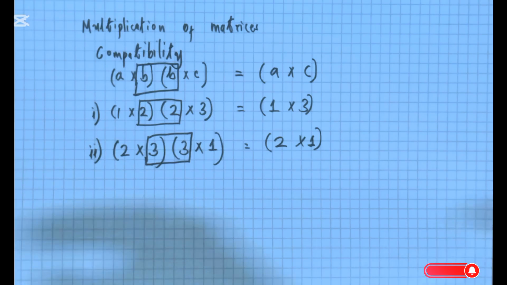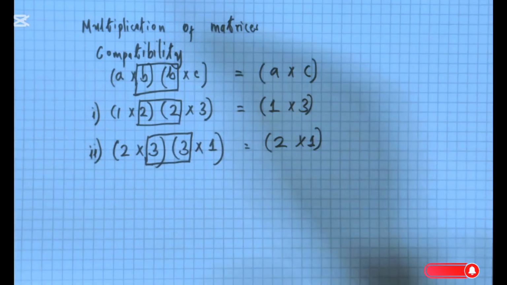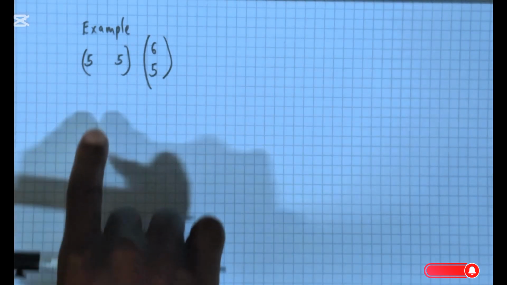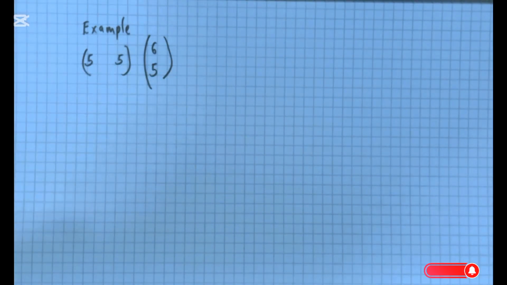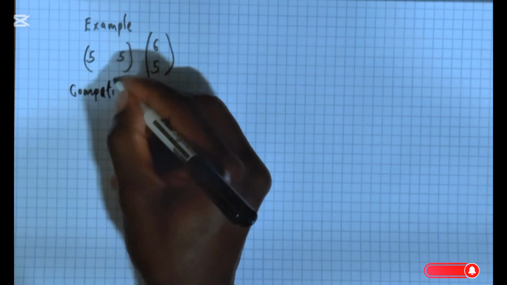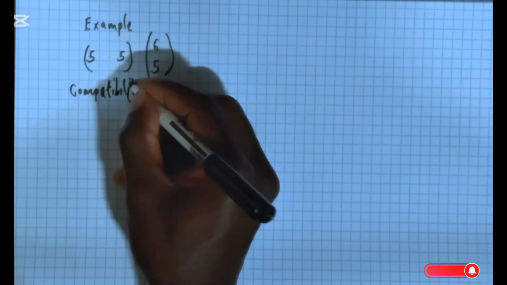Why don't we go ahead and do an example, then see how this actually works out. So for our first example, we're going to attempt to solve this particular problem. We are supposed to multiply these two matrices. The first thing you want to check is if they are compatible. Compatibility, that is what you want to first check.